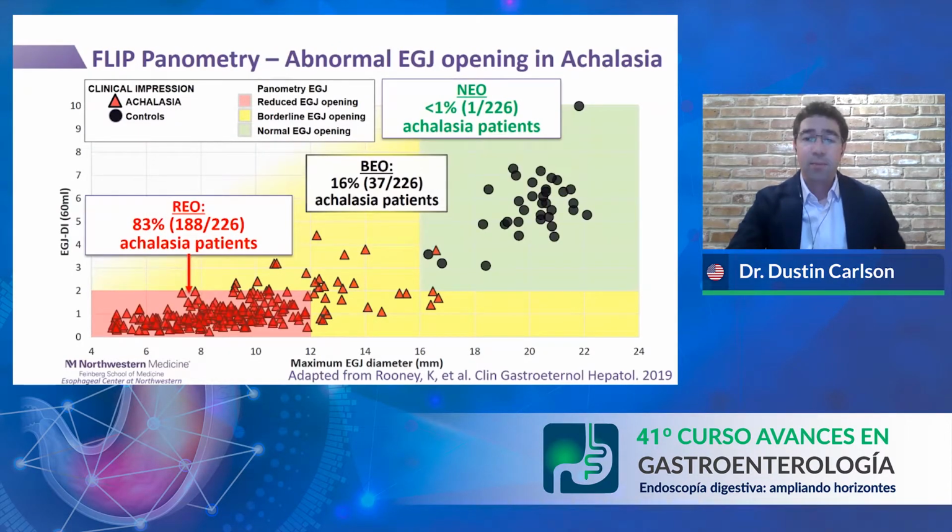And from a clinical standpoint, patients with achalasia will nearly always have reduced, if not borderline, EGJ opening. Borrowing data from a study here, we can see that in over 99% of patients with achalasia, this will be the case. On the other hand, normal EGJ opening will have an exceptionally high negative predictive value and can nearly always rule out achalasia.